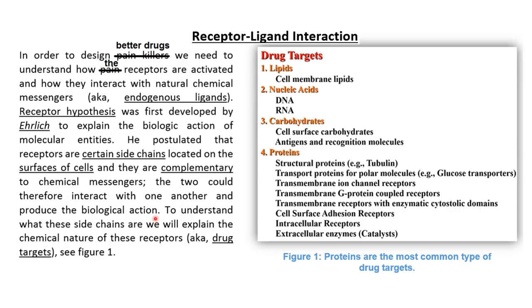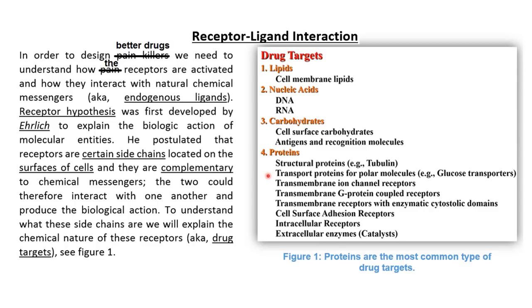So let's understand these. In order to understand these side chains, let's explain the chemical nature of these receptors, also known as drug targets. Drug targets can be classified based on their chemical nature into 4 groups. There could be lipids, such as cell membrane lipids. There could be nucleic acids, such as DNA or RNA. There could be carbohydrates, like the cell surface carbohydrates and antigens. And last but not least, there could be proteins, which is the most common type of these drug targets.